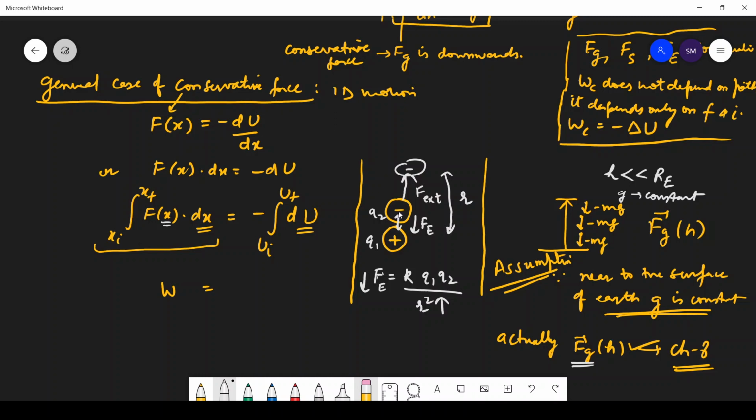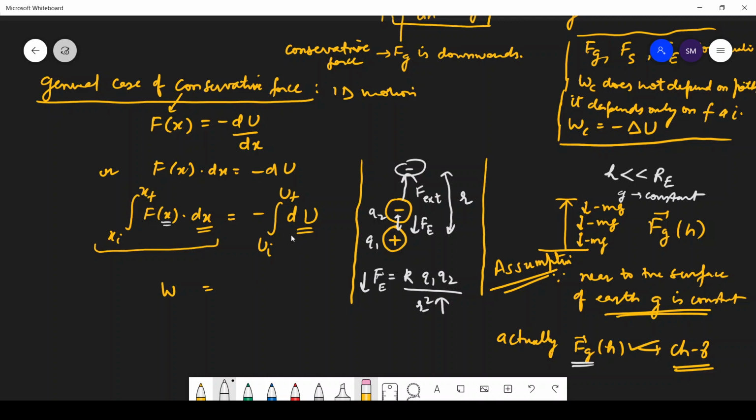But here, these charges are point charges. So this R matters a lot. You cannot take this as negligible. So students, conservative force is a variable force. It depends on the position. So it varies from position to position.